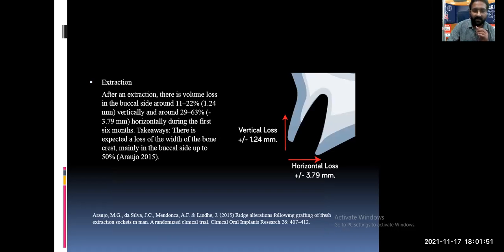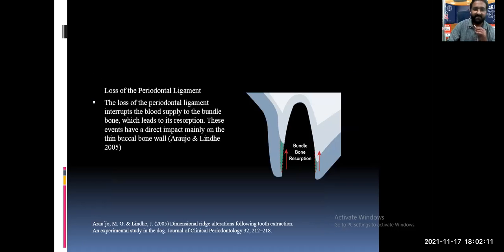And then one particular article from Araujo in 2015 stated that after an extraction, there is volume loss on the buccal side of around 10 to 22% vertically, and 29 to 63% horizontally. So there is a loss of width of the bone crest, mainly on the buccal side, up to 50%, he stated. And then Araujo and Lindhe in 2005 also stated that the loss of the periodontal ligament which happens after an extraction interrupts the blood supply to the bundle bone, which leads to its resorption. So these events have a direct impact mainly on the thin buccal bone wall.